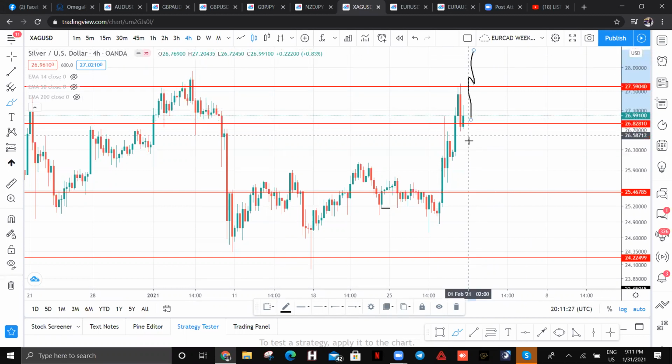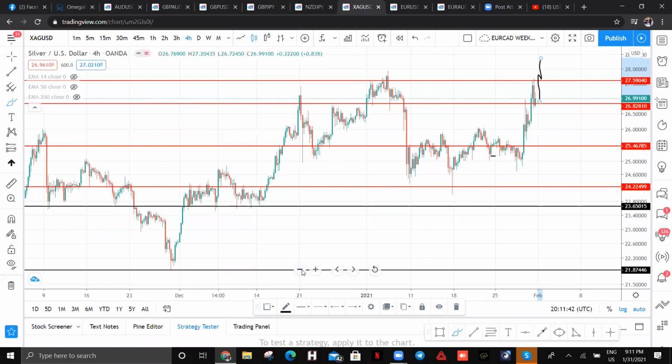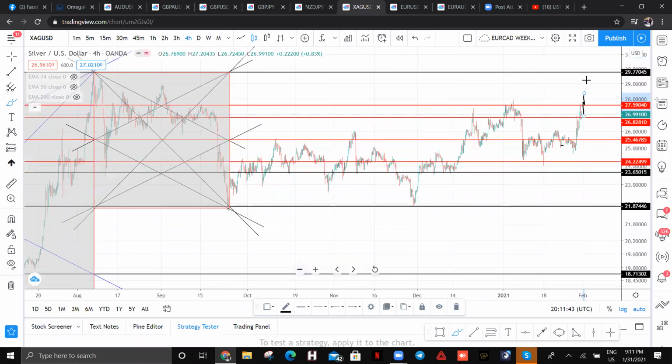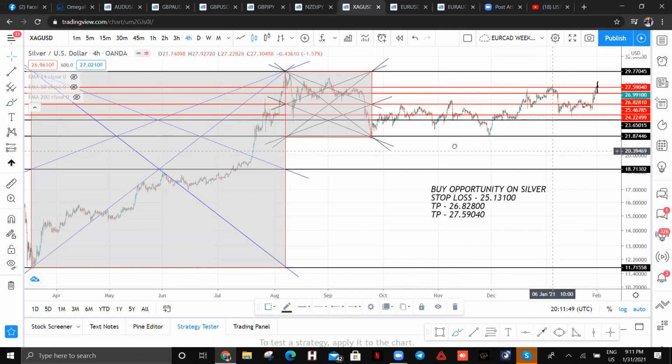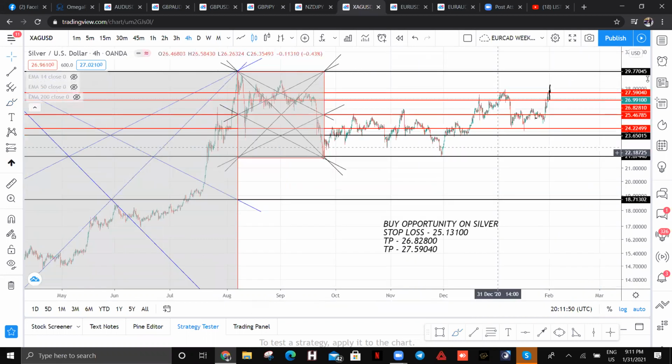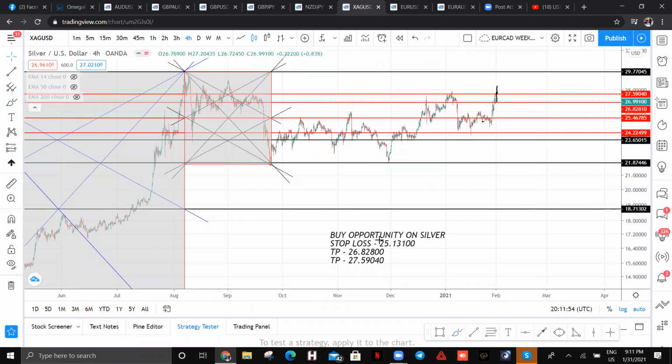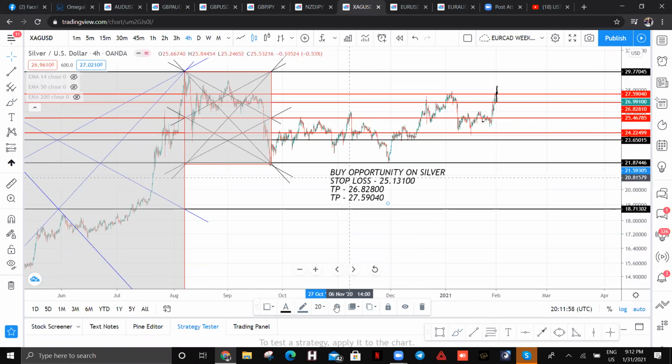You can only take the sell trade if the present candle, that's a new candle for today, closes below and the next one closes below. Then you can think of taking the trade for a sell. But for now, the buy is still very, very much valid. From what I'm seeing here, this buy is coming all the way to 29.77054. So what I'm going to do, I'll just change this, the new TP.